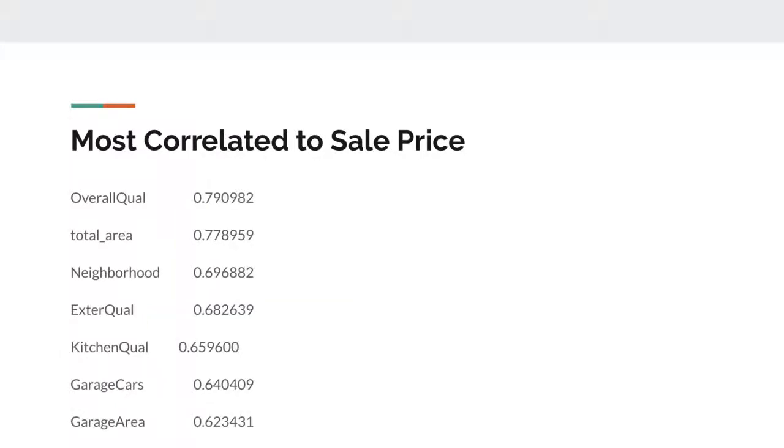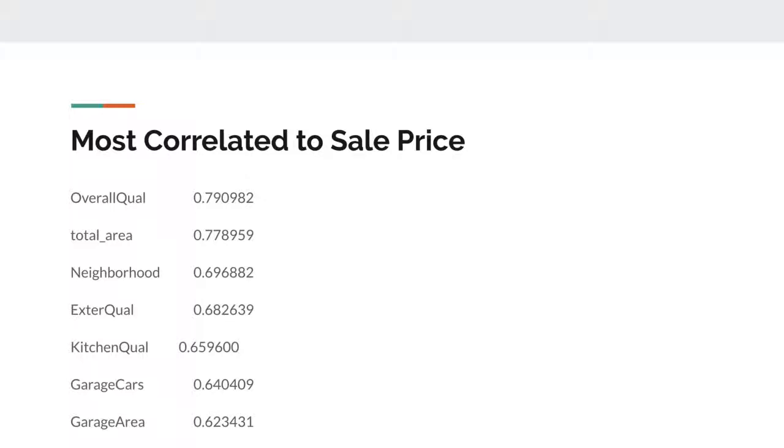On the next slide, we have the top 7 most correlated features with the sale price of houses. The highest one was the overall quality of the house, with almost 80%. Then we have the total area, the neighborhood, external quality, pretty much things that people always look at. Now we can see that these things correlate with the sale price of a home: kitchen quality, garage cars, garage area.